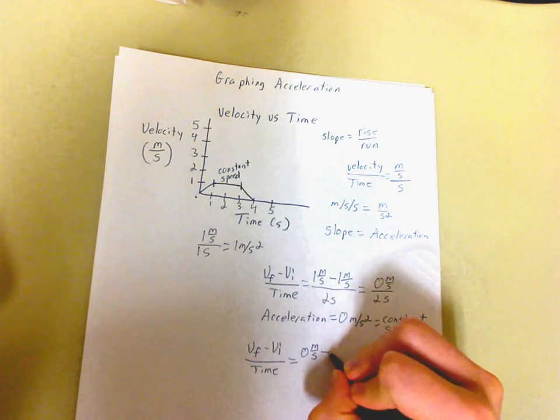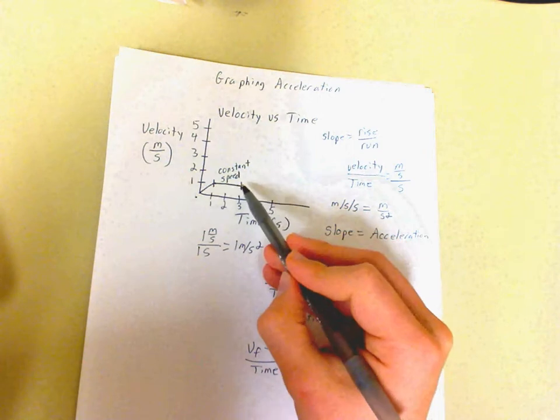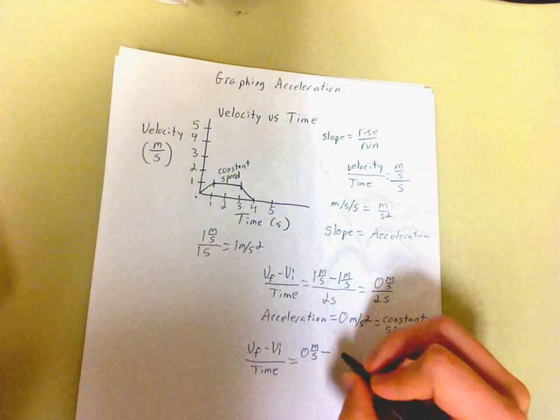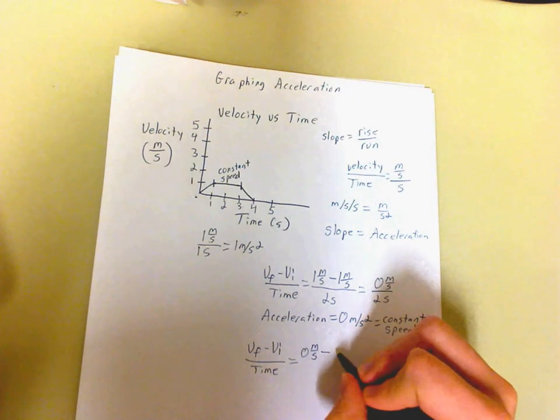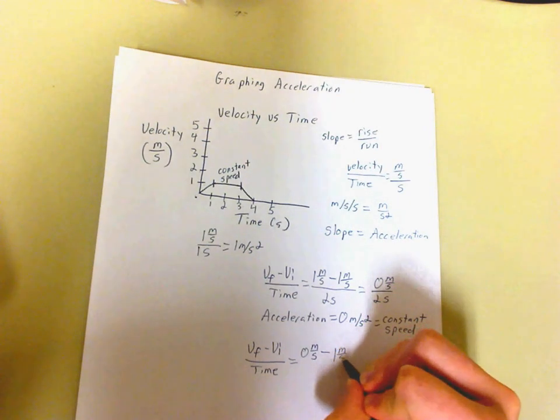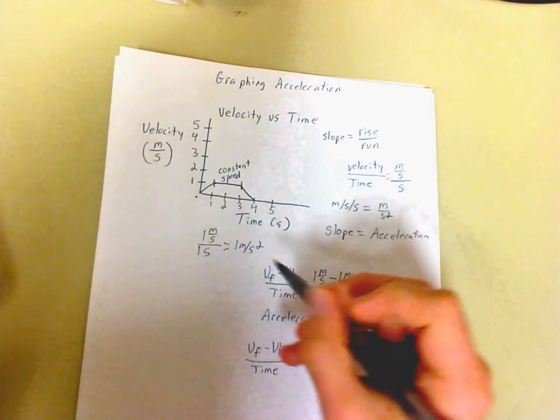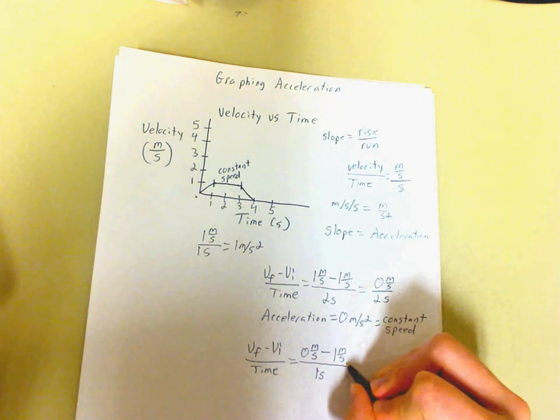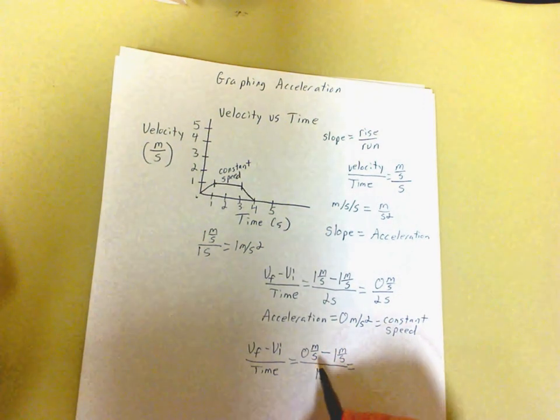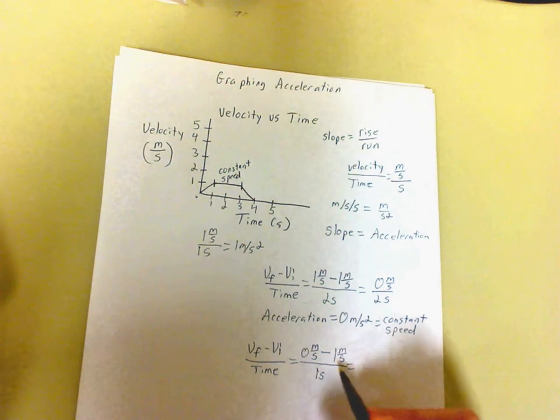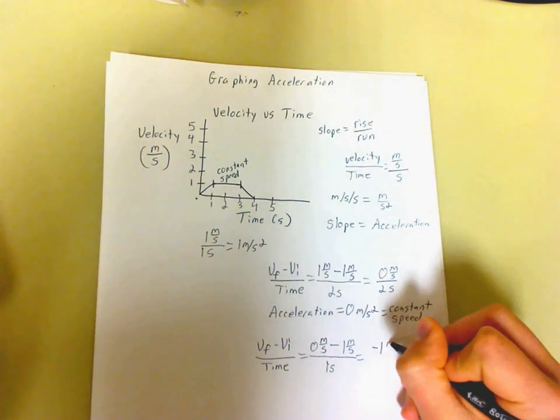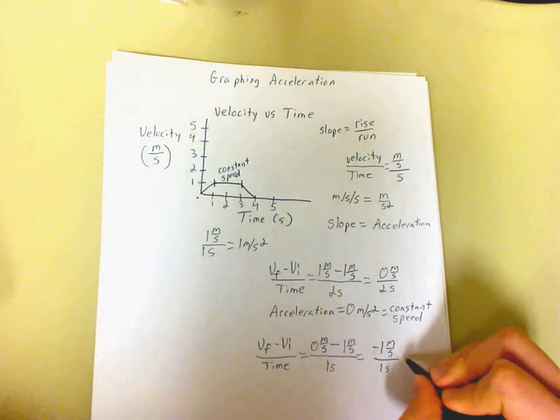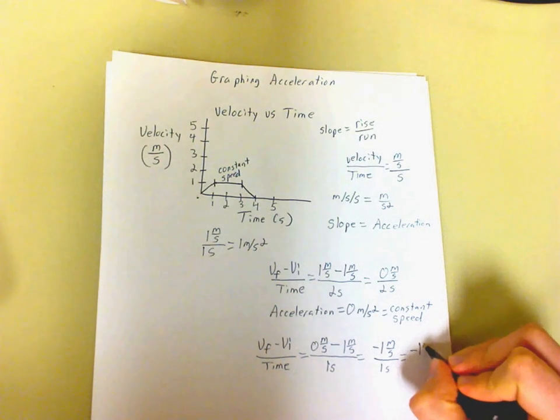Our initial was 1 meter per second because that's where we started from right here to right there. And we have that, 1 meter per second. And the time that it took is from 3 seconds to 4 seconds, so that's just 1 second. And so if we subtract, we have 0 minus 1, we have a negative 1 meter per second divided by 1 second, which gives us negative 1 meter per second squared.